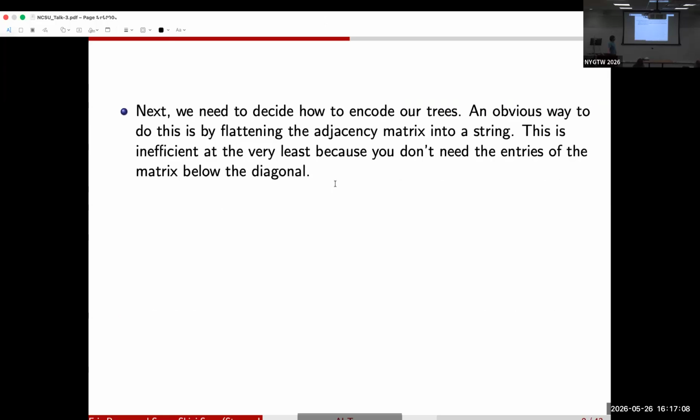All right. So next we have to decide how to encode our trees. An obvious way to do it is by flattening the adjacency matrix into a string, right? You get an adjacency matrix, and then you literally just take it row by row and put the rows next to each other. Now that is a string of zeros and ones that represents your tree. This is inefficient at the very least because you do not need the entries of the matrix below the diagonal, right? Because it's symmetric. So you're like, great. When it comes to engineering, sometimes the difference between n squared and n squared over 2 is actually a big deal. So maybe that's the best we can do.